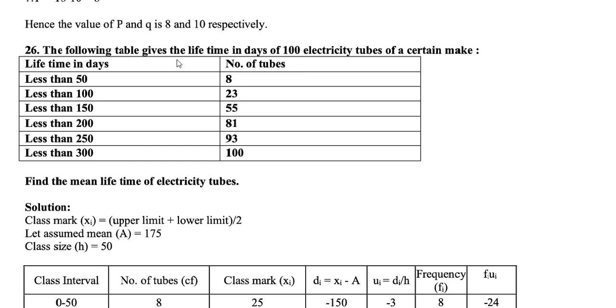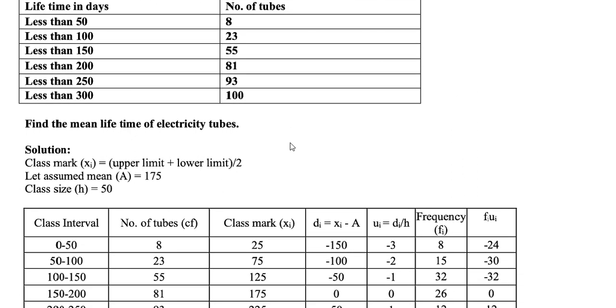The following table gives the lifetime in days of 100 electricity tubes of a certain make. The lifetime in days is given as less than 50, less than 100, less than 150, and so on up to less than 300, and the number of tubes is 8, 23, 55, 81, 93, 100. So how do we solve these types of sums?